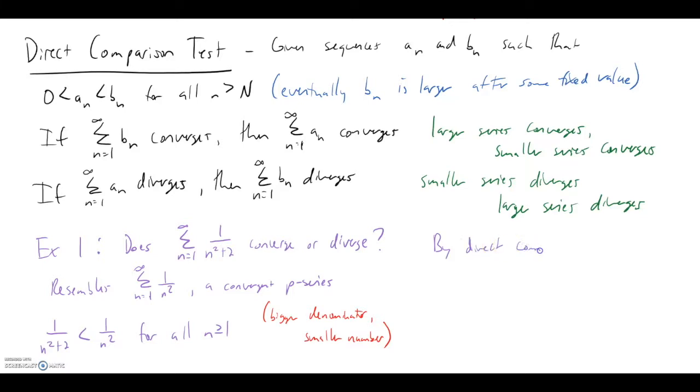So we will conclude by the direct comparison test that the series 1 over n squared plus 2 also converges. All values in the series are less than a larger convergent series, so this new series must also converge.